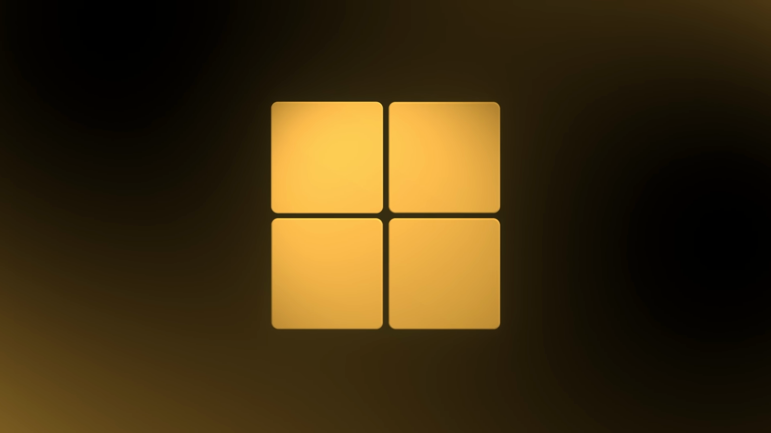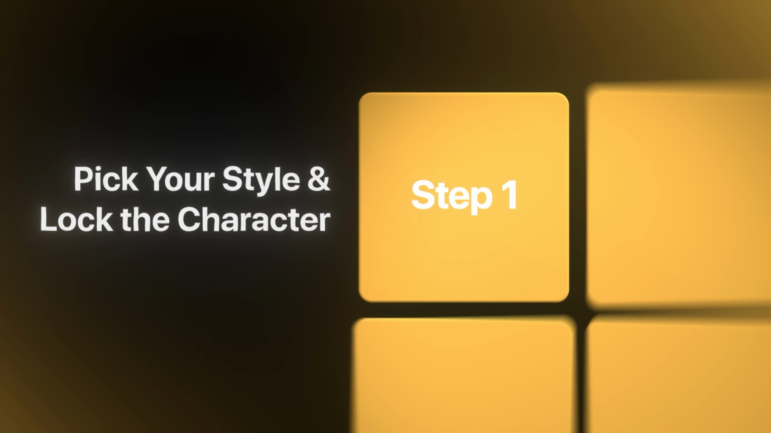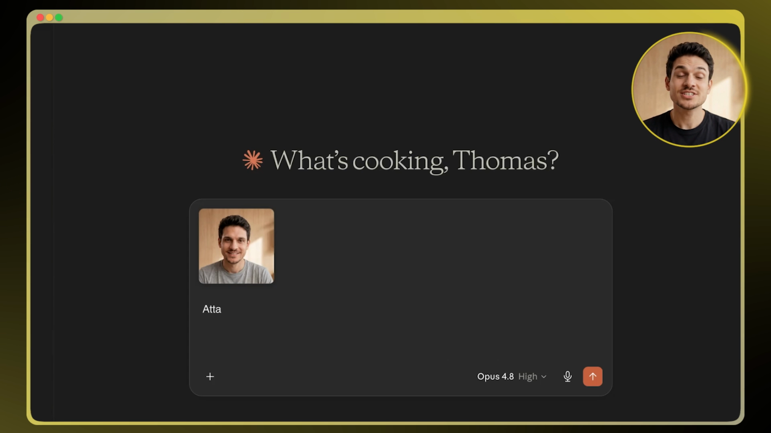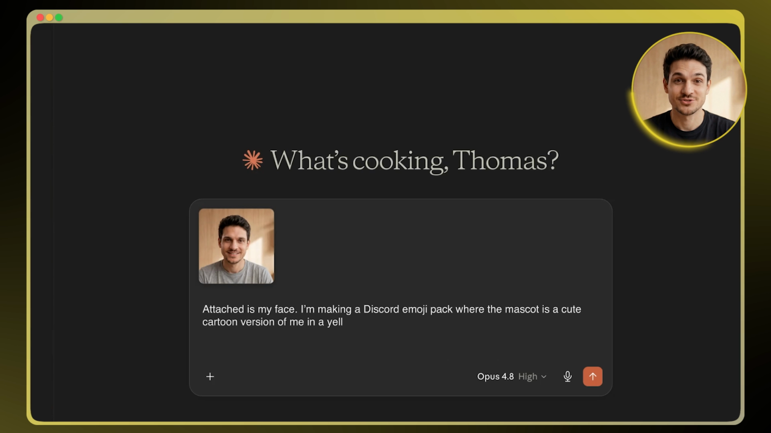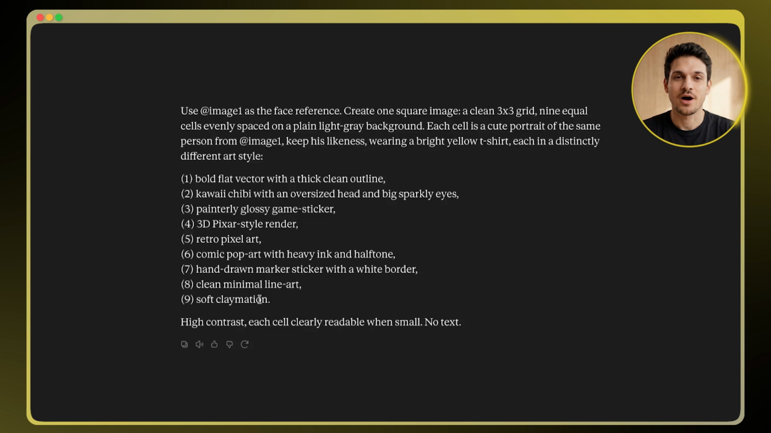So the very first thing I want is to see my face in a bunch of different art styles at once, so I can pick the one I like before I build a whole pack. I'll just tell Claude that I'm making a Discord emoji pack with a cartoon version of me in a yellow shirt, and ask it for one prompt that shows my face in 9 different art styles, inside a single grid, and here's the prompt it gives me back.